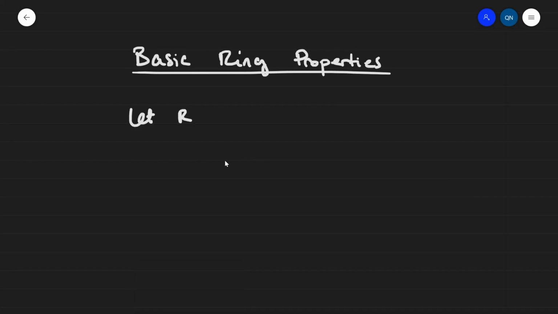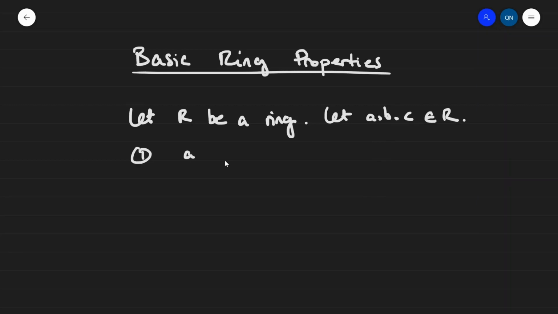So let R be a ring, and as I remarked in the previous video, you can refer to a ring just by the name of the set. So here R is the set, and we're going to assume that it has some kind of addition and multiplication operation on it. We're also going to let A, B, and C be elements of this ring. So let's state a few properties.